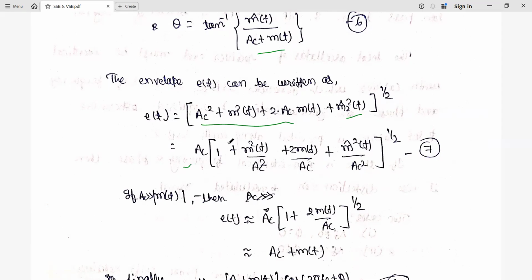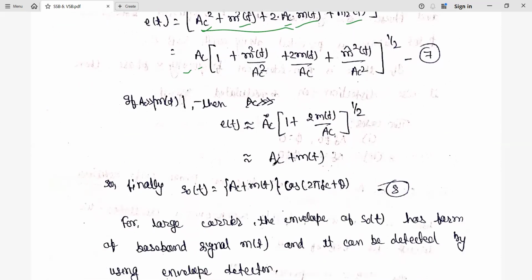So here AC square is taken common. AC square root is what? AC. So outside the square root, it is AC. And this term is divided by AC square. Here already one AC is there, so divided by AC. Here no AC is available, so it is divided by AC square.